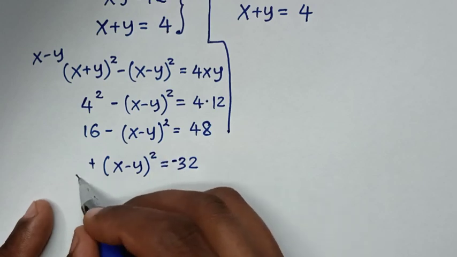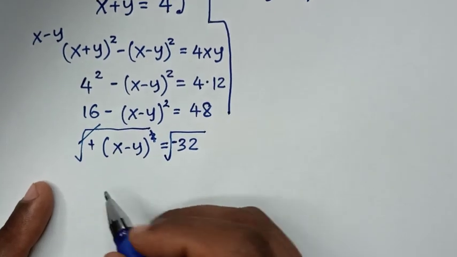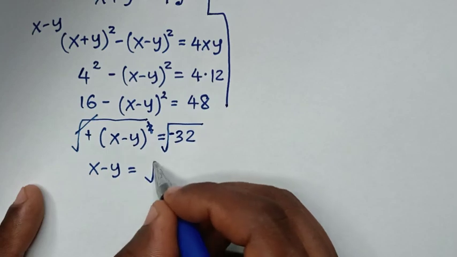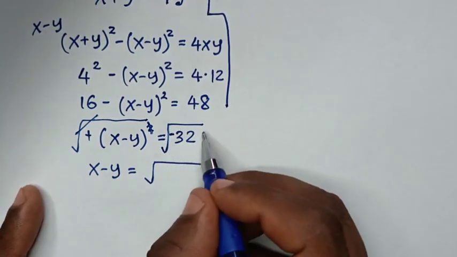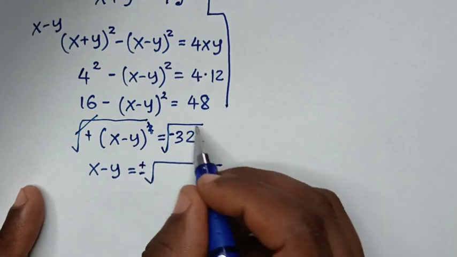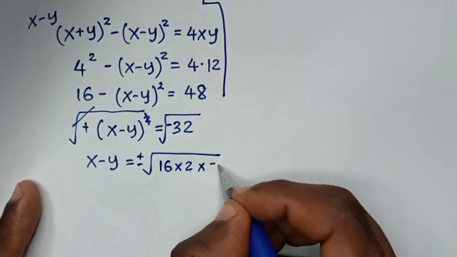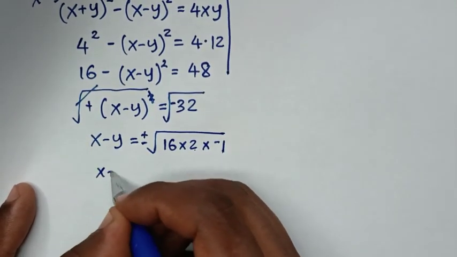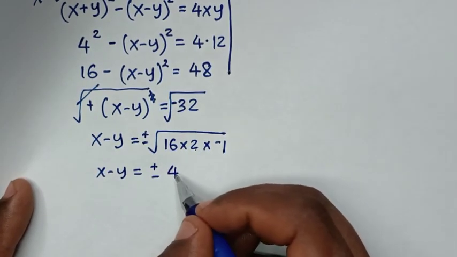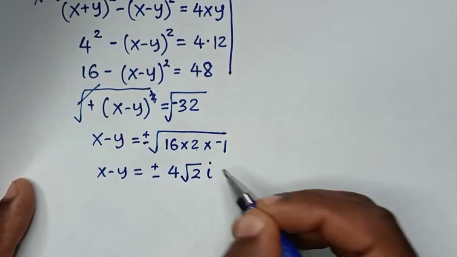Then for this square, we'll apply square root in both sides. So the square root will cancel the square, then x minus y is equal to the square root of negative 32. Here it will be plus or minus. Square root of negative 32 is the same as 16 times 2 is 32, then times negative 1. So x minus y is equal to plus or minus square root of 16 is 4, then square root of 2 times square root of negative 1 is i.